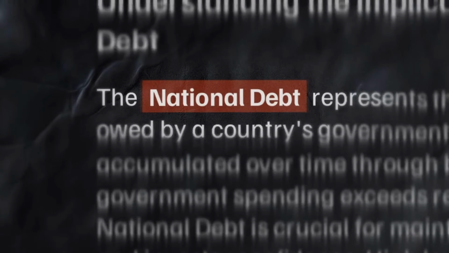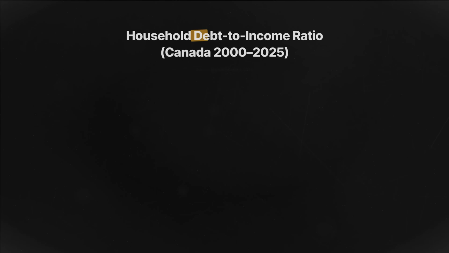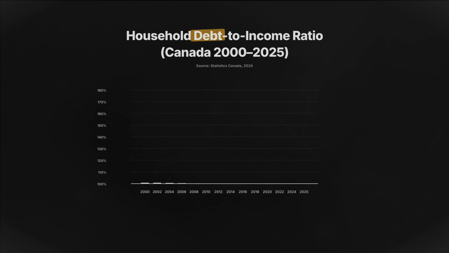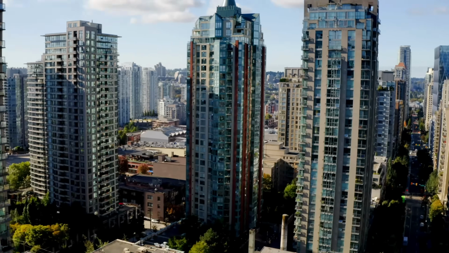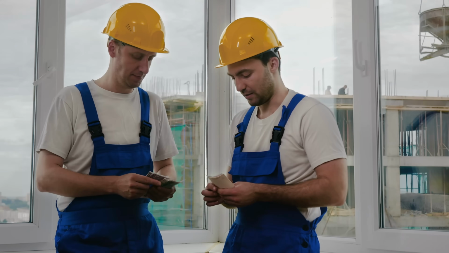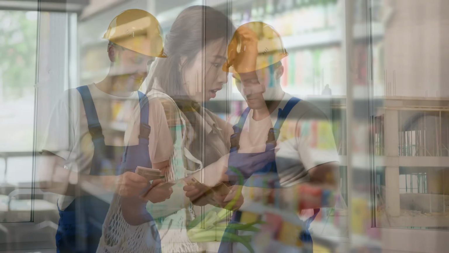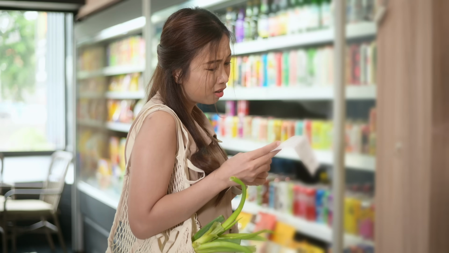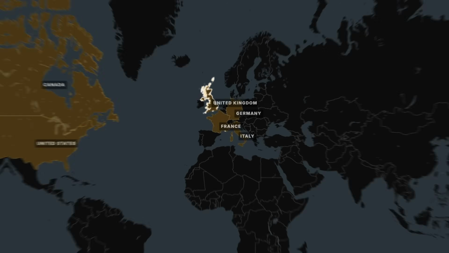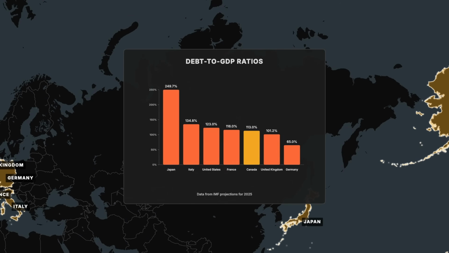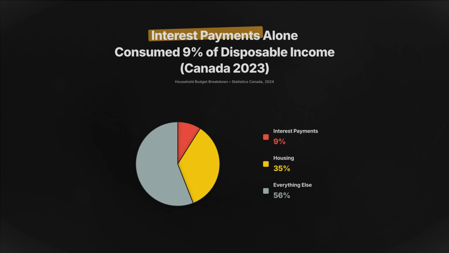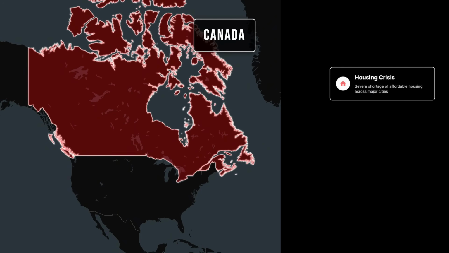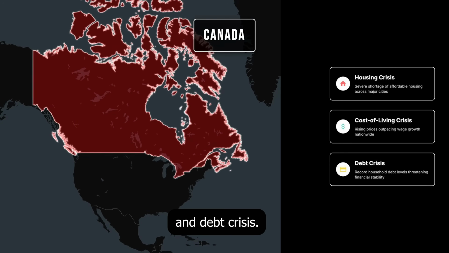Meanwhile, national debt levels continue to strain households. Credit market debt hovered around 174% of disposable income in early 2025, making it one of the highest in the G7. But this isn't just about home prices. Take wages and living costs. Despite rising debt, real wages have stagnated, leaving many Canadians worse off in inflation-adjusted terms. And while Canadians face the highest debt-to-income ratio in the G7, interest payments alone consumed roughly 9% of disposable income in 2023. So yes, it's a housing crisis, but also a cost of living and debt crisis.